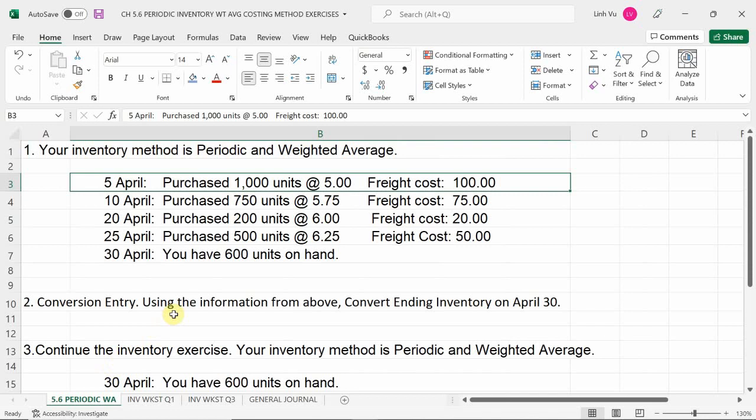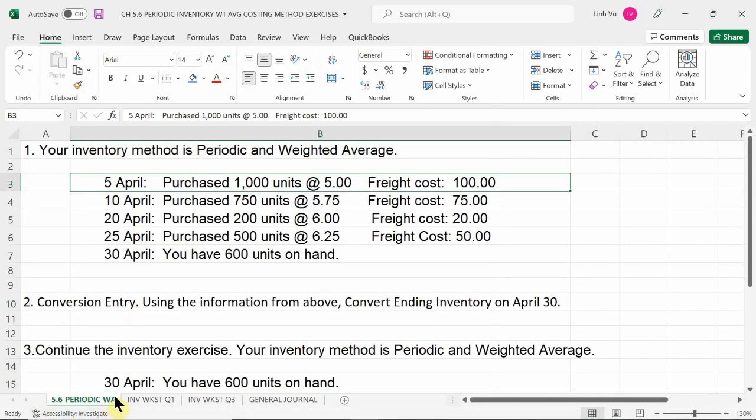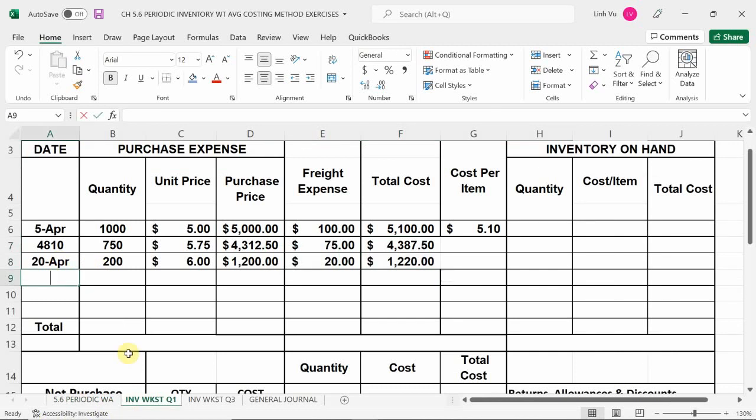So April 25th, we purchased 500 units at $6.25 each with a freight of $50. Purchase price is $3,125. Plus 50, that's $3,175, right? Yes, these are all the same exact numbers from the first 2 days that we've done this, okay?